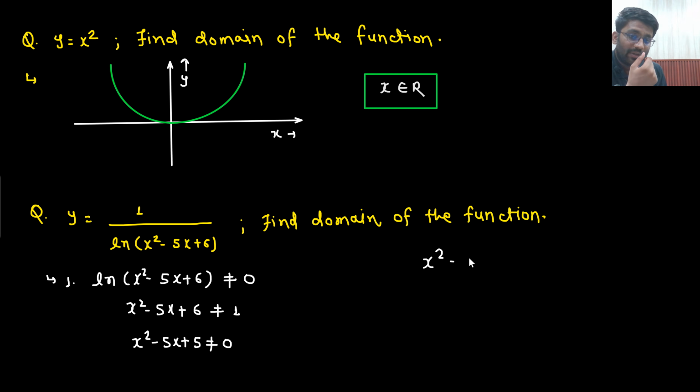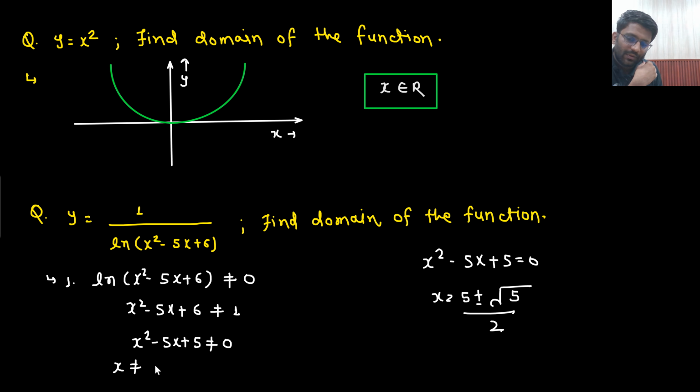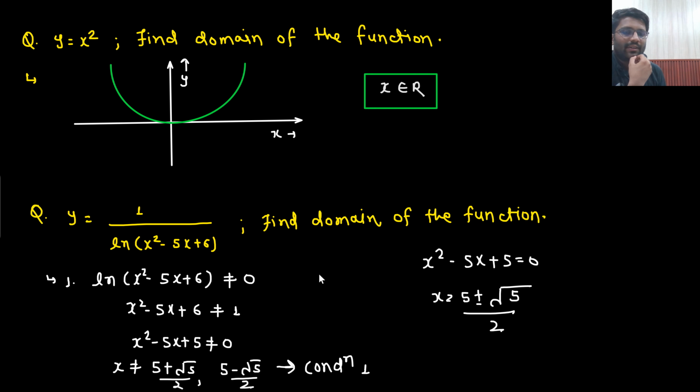So I will find out when they will become 0. They will become 0 for x equals to minus b plus minus under root b square minus 4ac upon 2a. Okay, b square is 25 minus 4ac, 4 into 5 will be 20. So this is the condition. That means x should not be equals to 5 plus under root 5 divided by 2 and 5 minus under root 5 divided by 2. This is the condition 1 we have got. Okay. Second one, what is that?